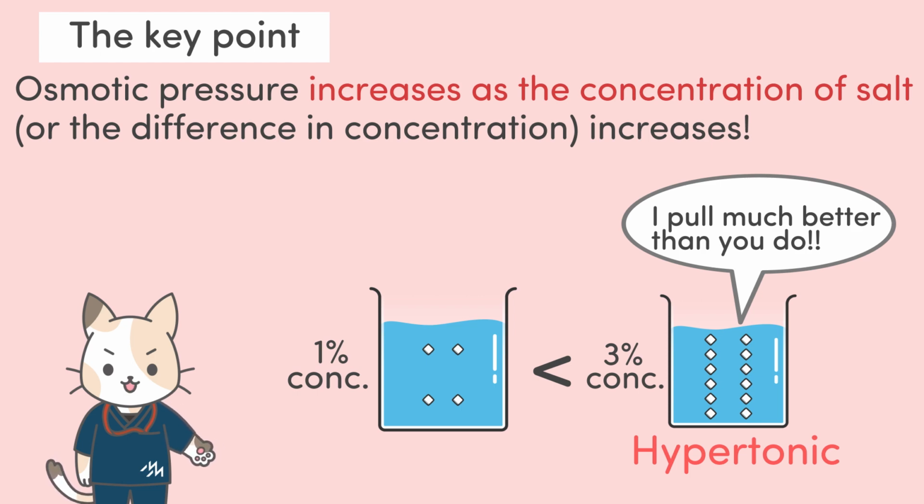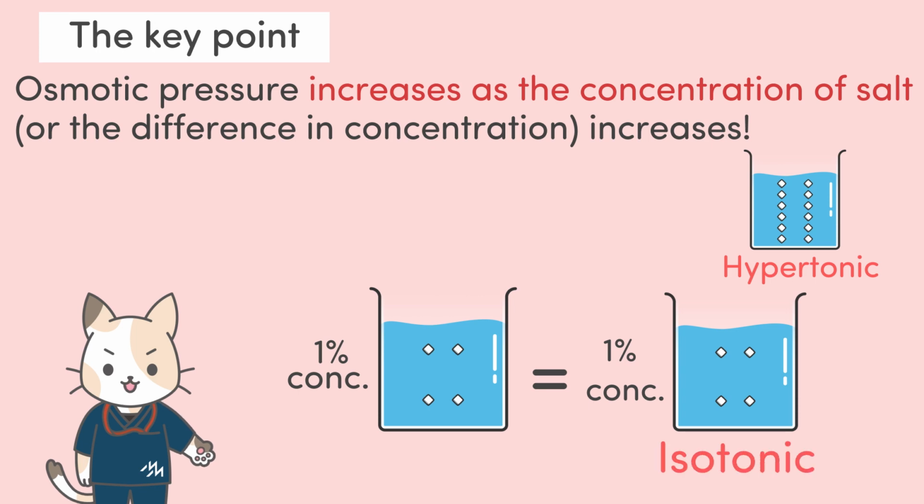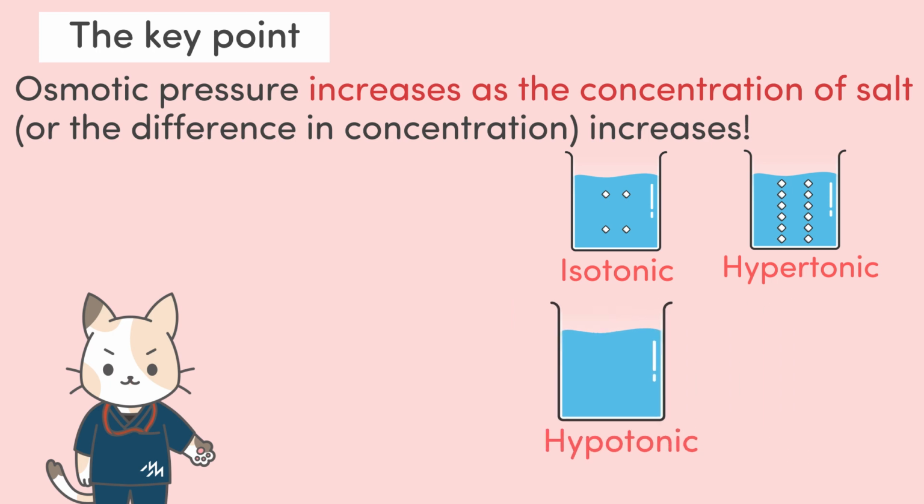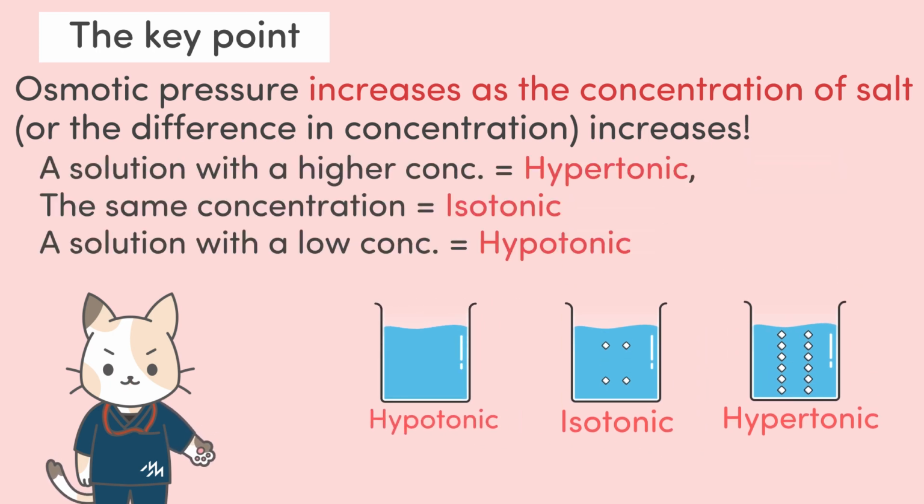If the concentration is about the same, it's called isotonic, and if it's lower, it's referred to as hypotonic. These terms are used quite commonly, so be sure to remember them as a set.